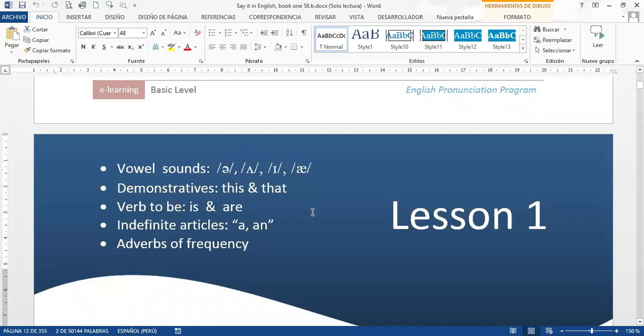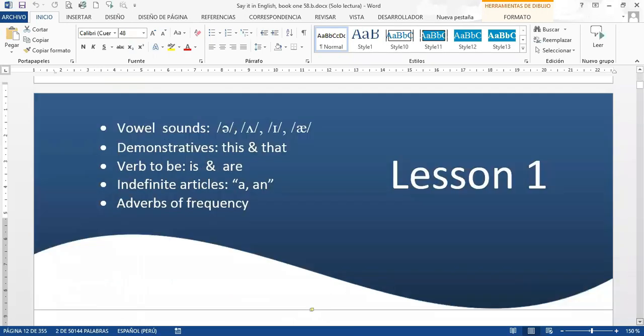We're going to see the demonstratives, this and that. We have words with the PowerPoint presentations about this and that, so you're already familiar with this. And this is the verb to be, is and are, indefinite articles, on, and the adverbs of frequency. This is the content that we are going to see today.